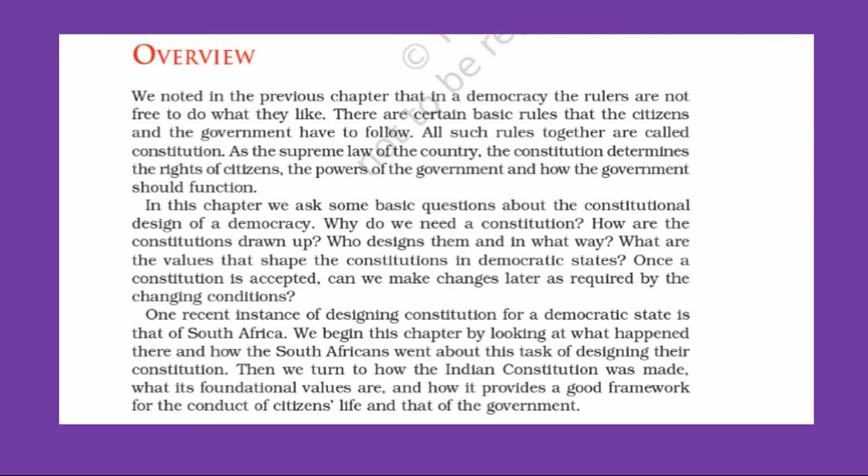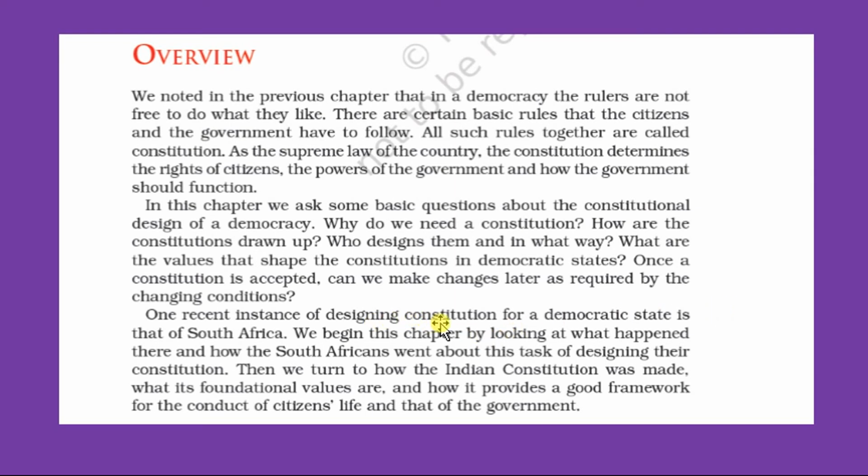And in this chapter we are going to study the basic questions, and we are trying to get the answer to the basic question, that is how the constitution is designed. That is constitutional design: how the constitution is drawn up, who designed it, and why it is designed. All those things we are going to study in this particular chapter.